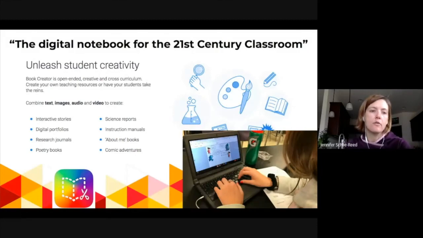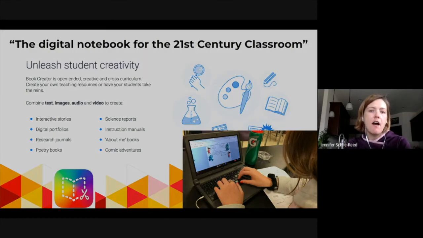They can do a variety of things: interactive stories, about me books, comic adventures, poetry, you name it. This could be a great way for them to showcase their new learning from those wonderings, or from whatever visible thinking strategy they've done, and a way for them to show that creativity.